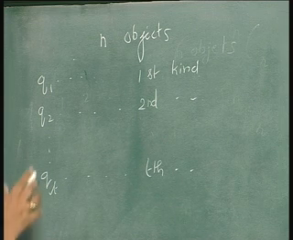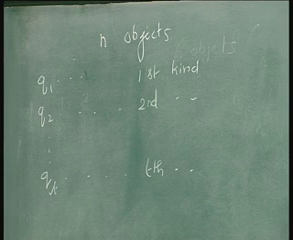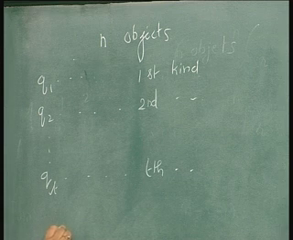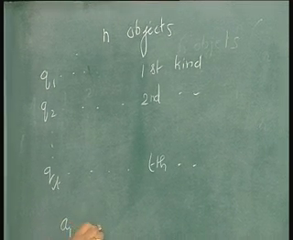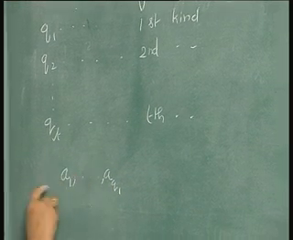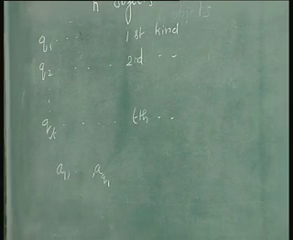If they are all distinct, the answer is n factorial, that we know, but some of them are similar. So, the answer will be much less, it will be less than n factorial. Let us see what it is. Suppose I have, say, a1, a2, up to a_q1, these are the objects of the first kind, q1 objects.